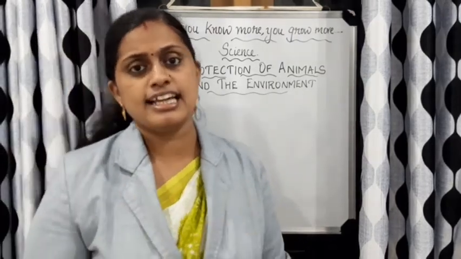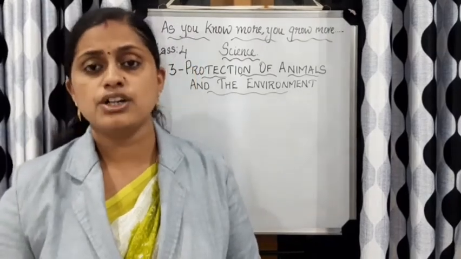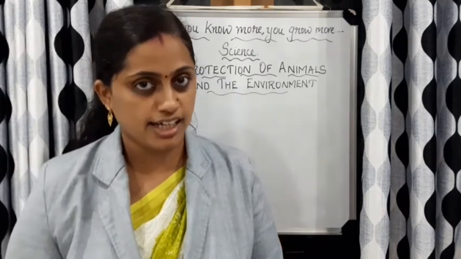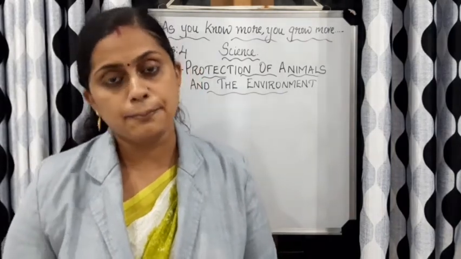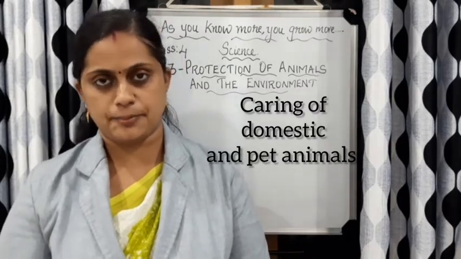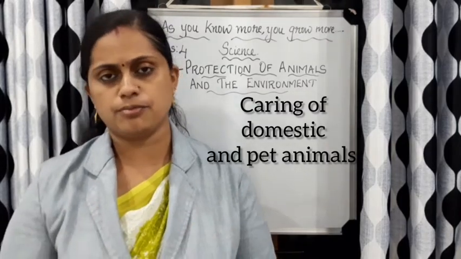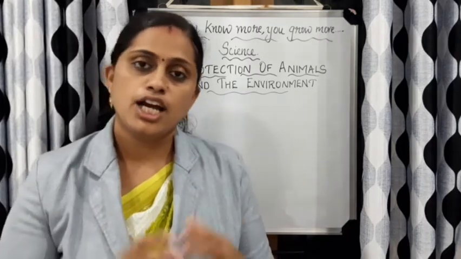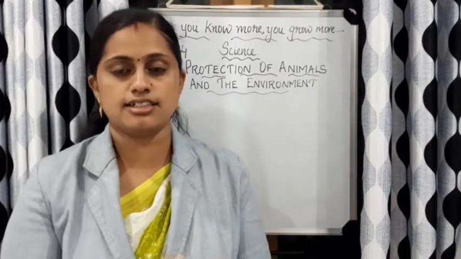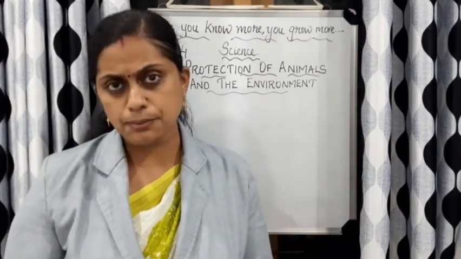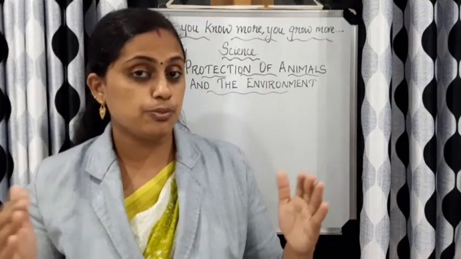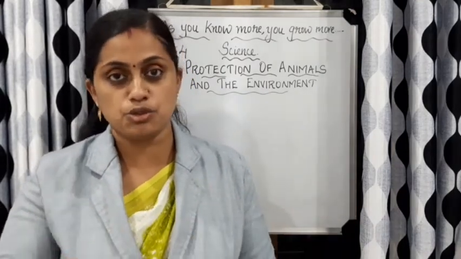So firstly, let us see how we have to take care of domestic and pet animals. Caring of domestic and pet animals. First thing, domestic animals should be given a proper shelter to live in. What do you mean by a proper shelter? Yes, a proper clean place. There should be enough space for the animals to move around.